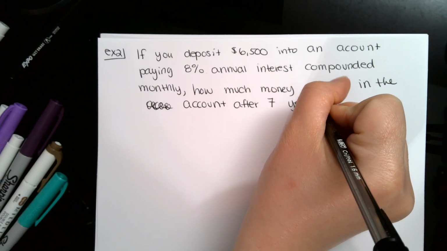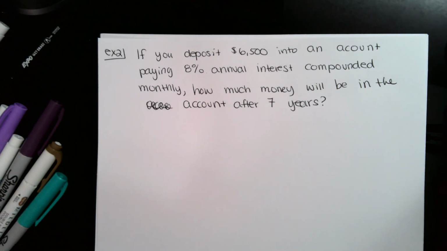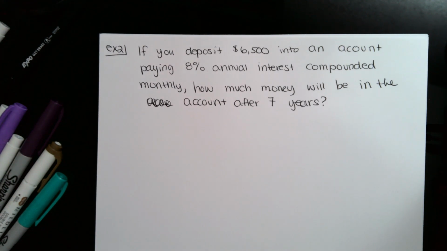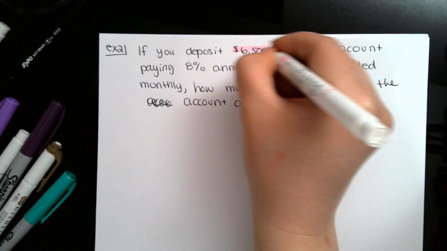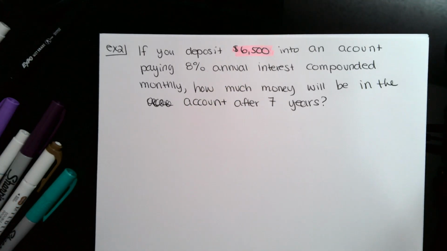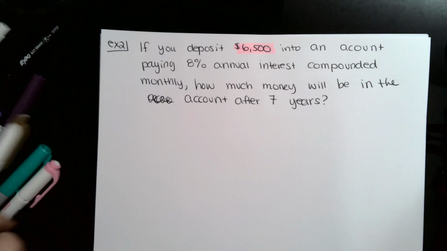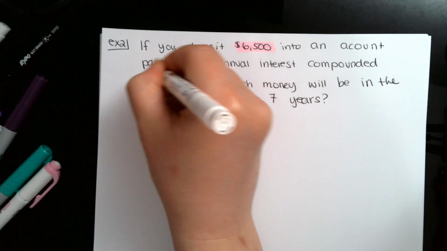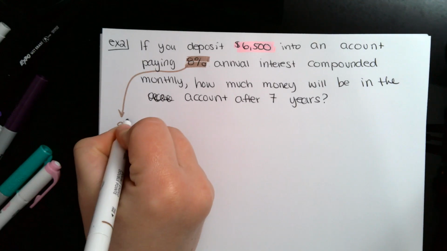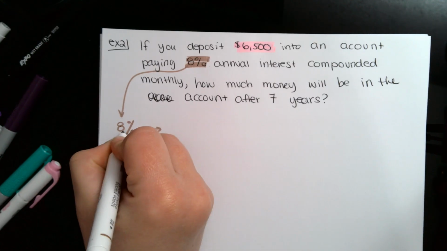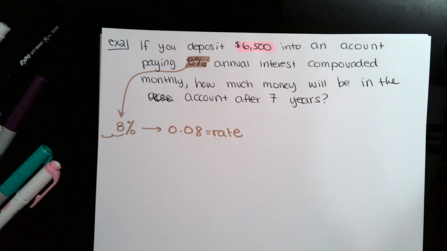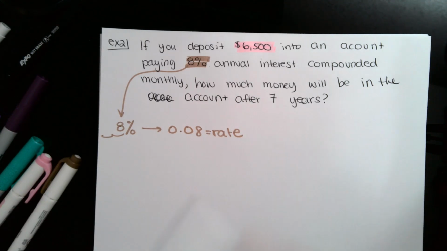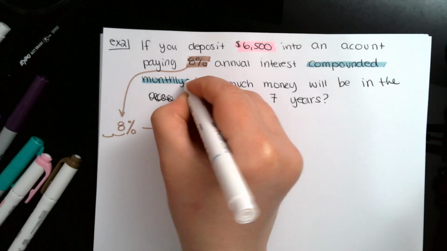Now, in the previous example, I spent a lot of space identifying things. We don't have to do that. We don't have to do separate identifications. You can just type it into your calculator as you go, or you can just highlight. So for example, here's our starting amount. We know that we are going to need to convert this 8% into a decimal. So that means 2 jumps to the left. 0.08 is our rate. We are being compounded. That's the formula we use, compounded monthly.